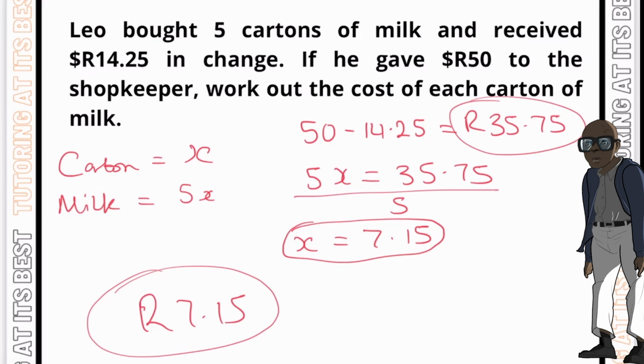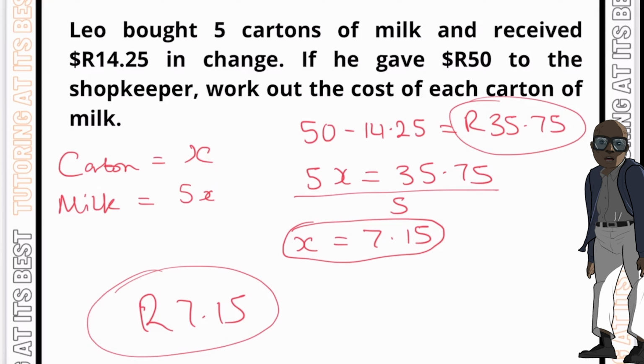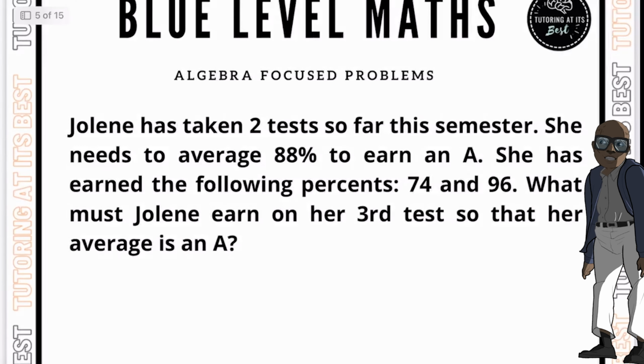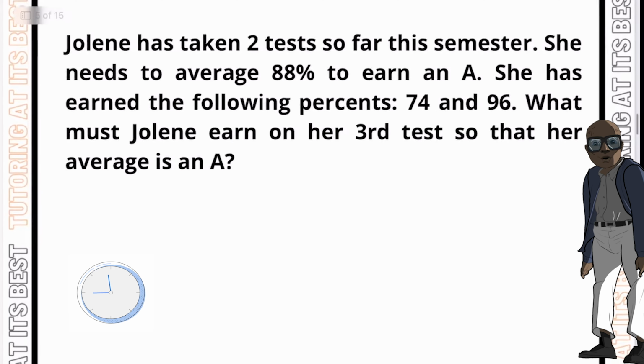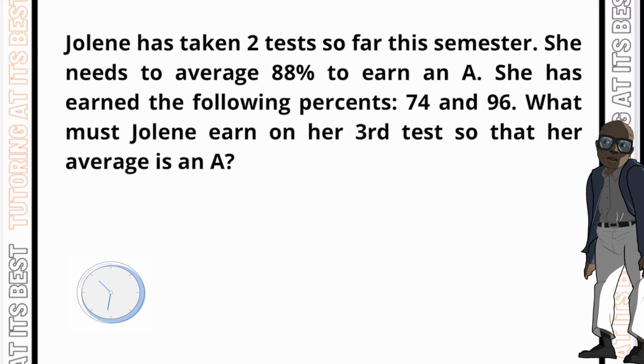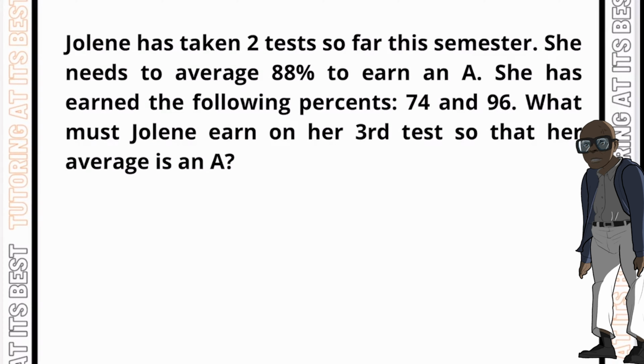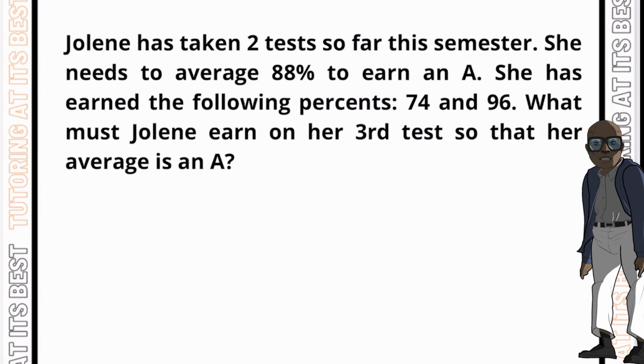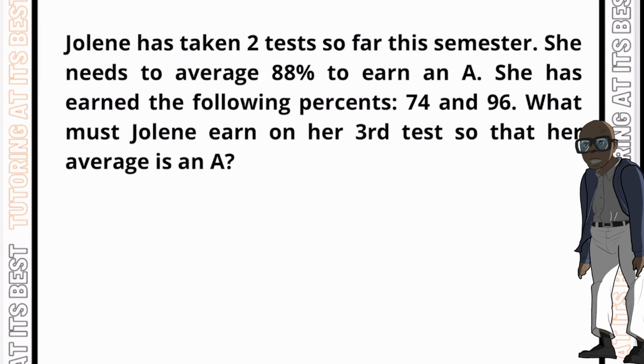So again, I hope this question was a slightly easier question for you to tackle. Let's keep up the great work and let's go to our final question. So Jolene has taken 2 tests so far this semester, and she needs to average 88% to earn an A. She has earned the following percents, which is 74 and 96. So what must Jolene earn on her 3rd test so that her average is an A?